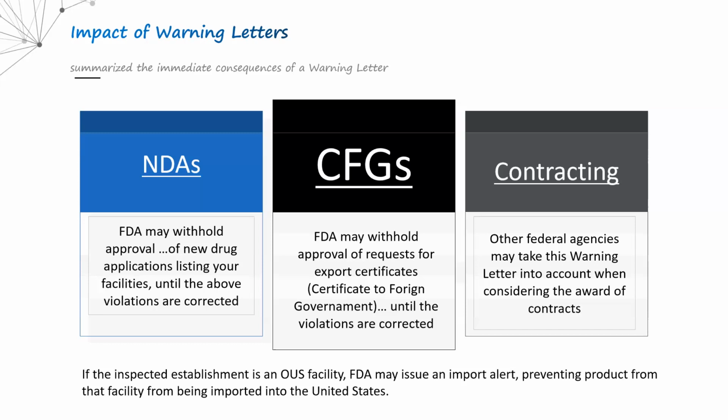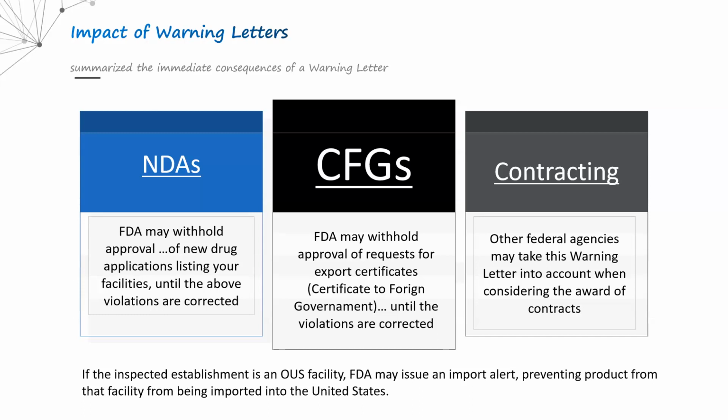Those certificates will be kept on hold so that you will not be exporting these medicines to any other country, or the country from which you got the regulatory warning letter. To those countries, it will be banned until you comply with this warning letter. Then contracting: other federal agencies may take this warning letter into account when considering the award of contracts. So if FDA has given a warning letter, don't think that I can go ahead and do marketing in EMA.